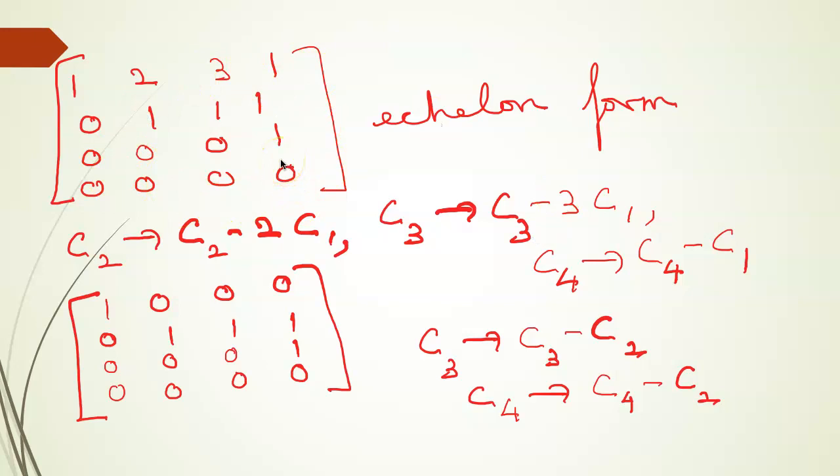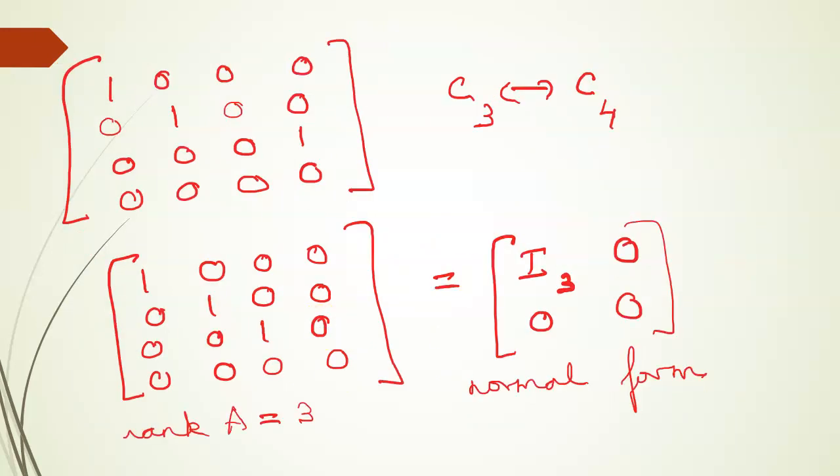Now we apply column operations and convert it to the normal form. So I want to make these entries 0. So if I do C2 minus 2 times C1, C3 minus 3 times C1, and C4 minus C1, this is what I get. Now we try to make these two entries 0. So I do C3 minus C2, C4 minus C2, and we get this.